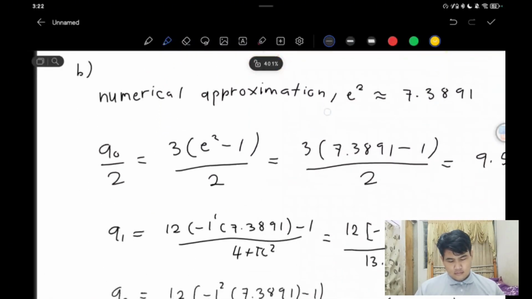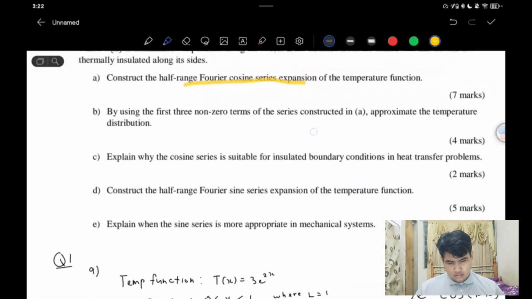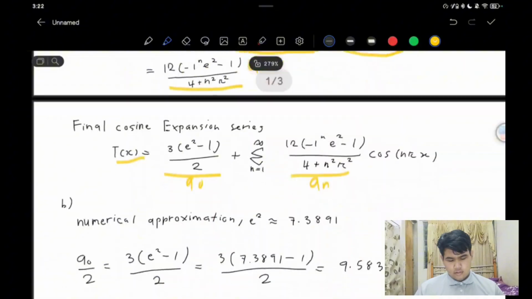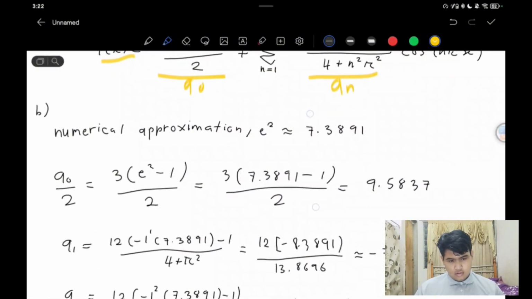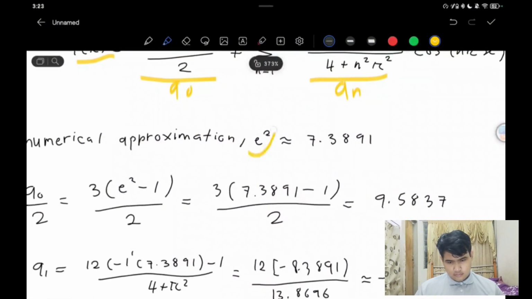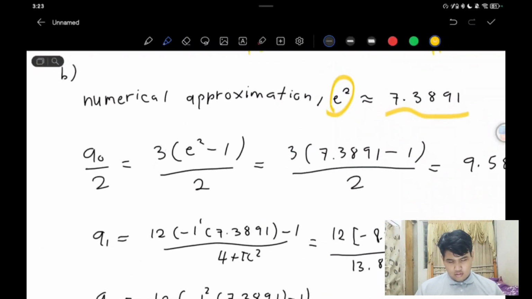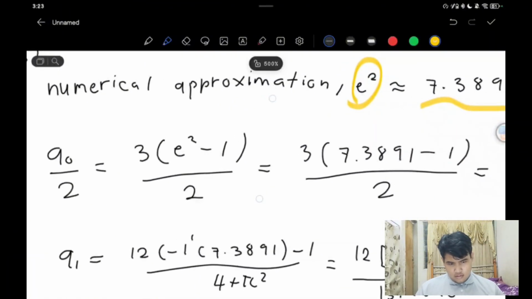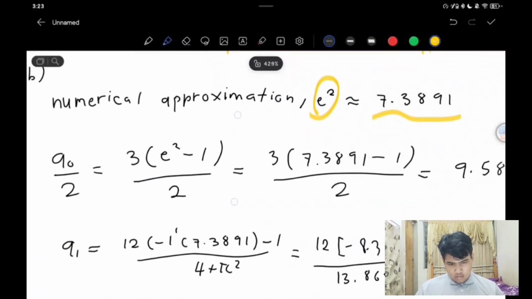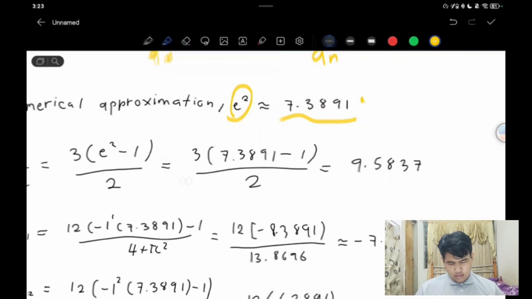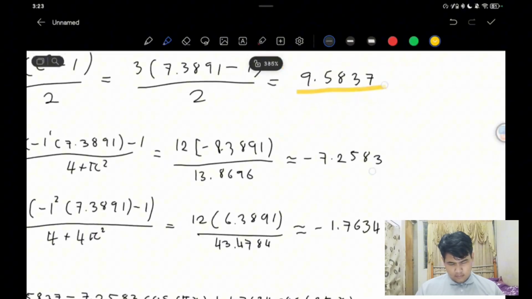Okay, after that, for question 1b, the question is asked, by using the first three non-zero terms of the series constructed in A, approximate the temperature distribution. So for question 1b, we need to know the numerical approximation of e to the power of 2, that is 7.3891. And we need to find the a naught divided by 2. So the a naught divided by 2 is 3 multiplied by (e to the power of 2 minus 1) divided by 2. So we just substitute this approximation to the a naught, and we will get the answer 9.5837.